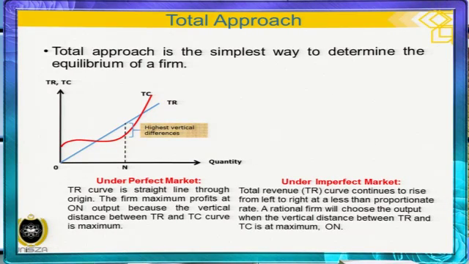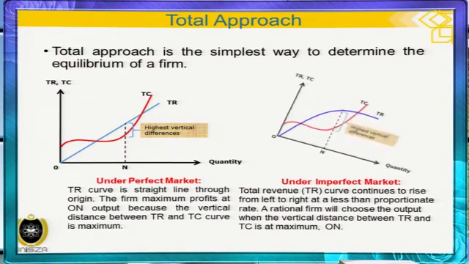Okay, so under perfect competition, under the perfect market, the total revenue curve is a straight line through the origin. The firm's maximum profit is at one output because the vertical distance between the TR and TC curve is maximum. So remember that you have to find the largest and the highest vertical line between the TR and TC. Okay, we go to the second graph.